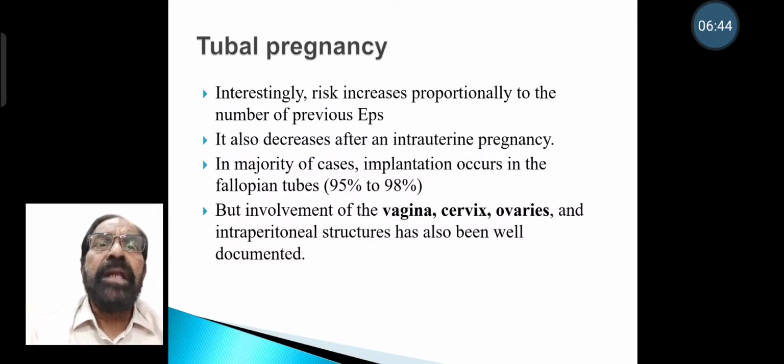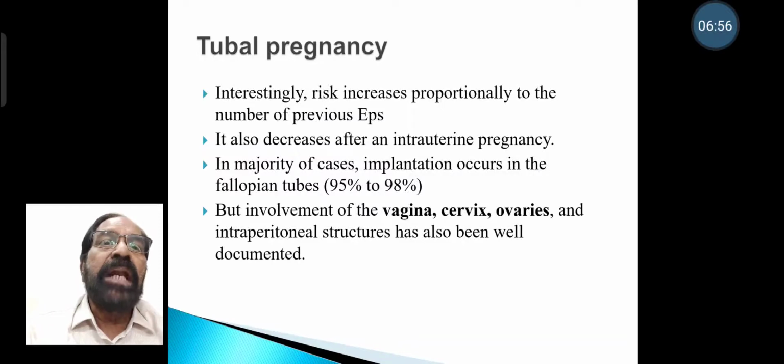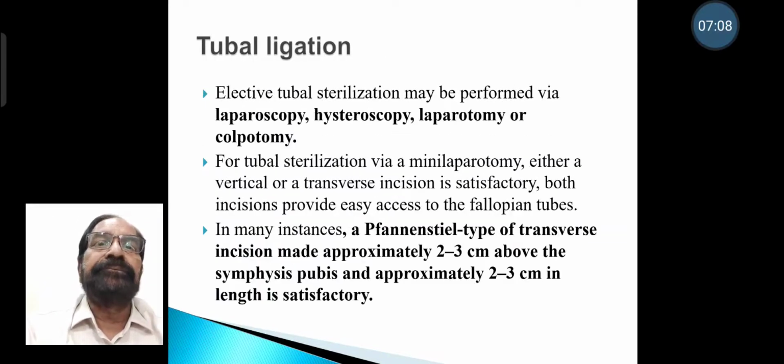Interestingly, risk increases proportionally to the number of previous ectopic pregnancies. It also decreases after an intrauterine pregnancy. In the majority of cases, implantation occurs in the fallopian tubes, that is 95 to 98%. But the involvement of the vagina, cervix, ovaries, and intraperitoneal structures has also been well documented.